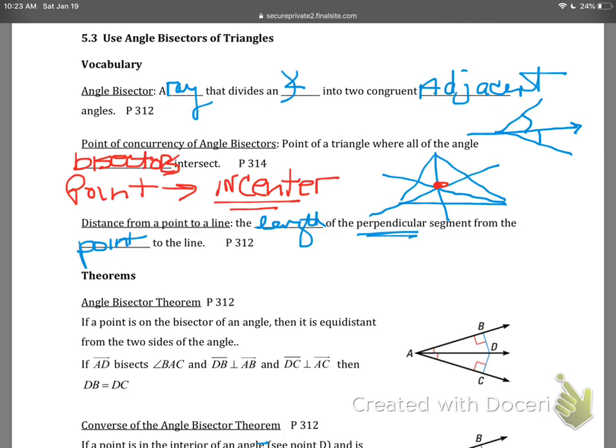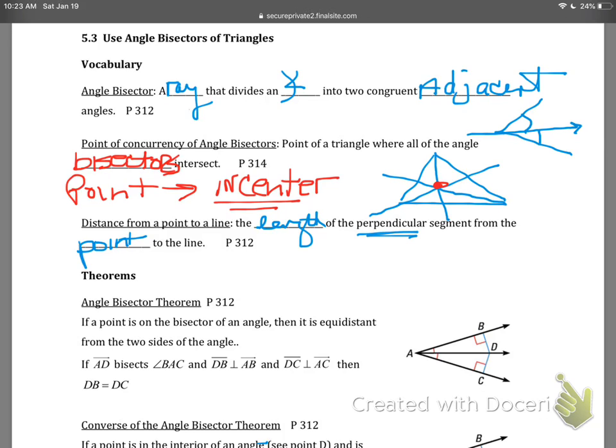All right, let's go over the theorems that come in this section next. Our first theorem is the angle bisector theorem. You can read about this on page 312 in your textbook. So if a point is on the bisector of an angle, then it is equidistant from the two sides of the angle. All right, so let's see how that works.